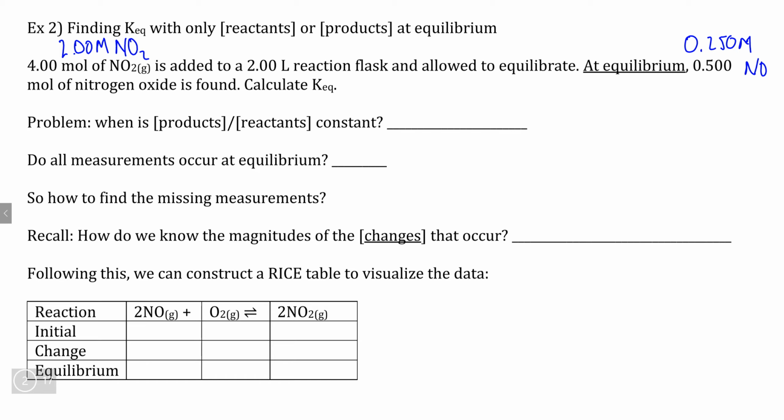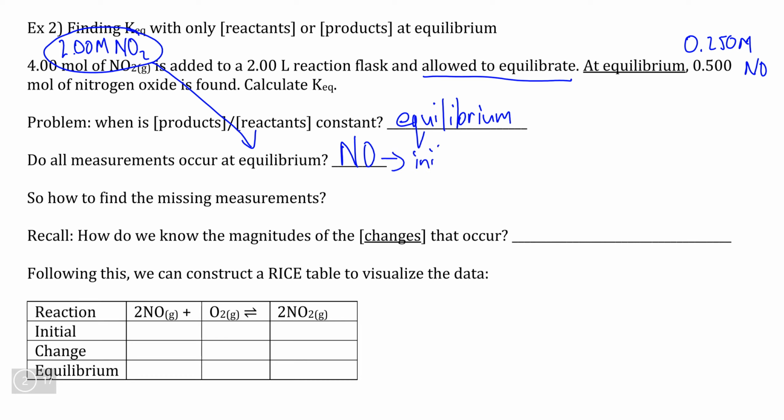Now, if we check the wording, we see that something is not quite right with these measurements here. If we consider when KEQ occurs, when the concentration of products and the concentration of reactants is constant, we know that this only occurs at equilibrium, but we see that if this nitrogen dioxide is put into the reaction flask and allowed to equilibrate, that means that this measurement here is not at equilibrium. This occurs in our initial phase before the equilibrium has been reached.